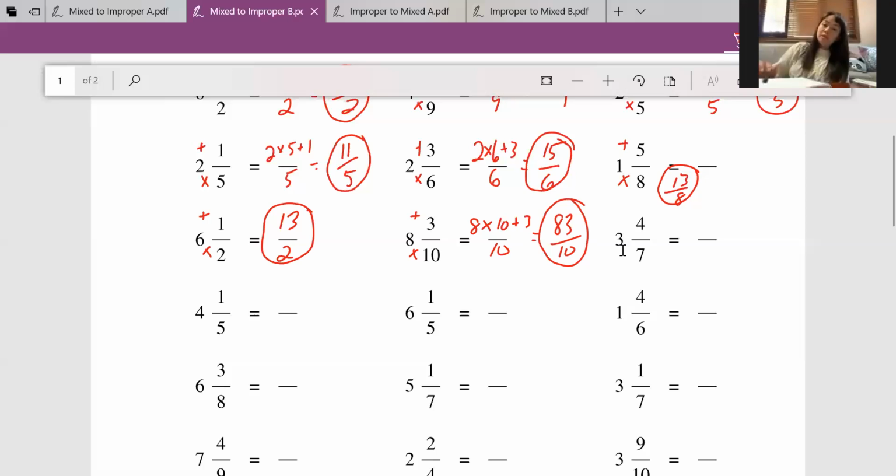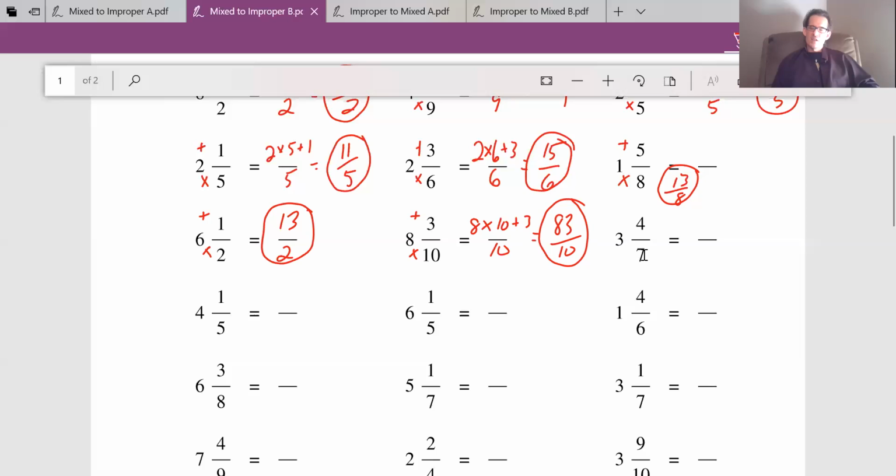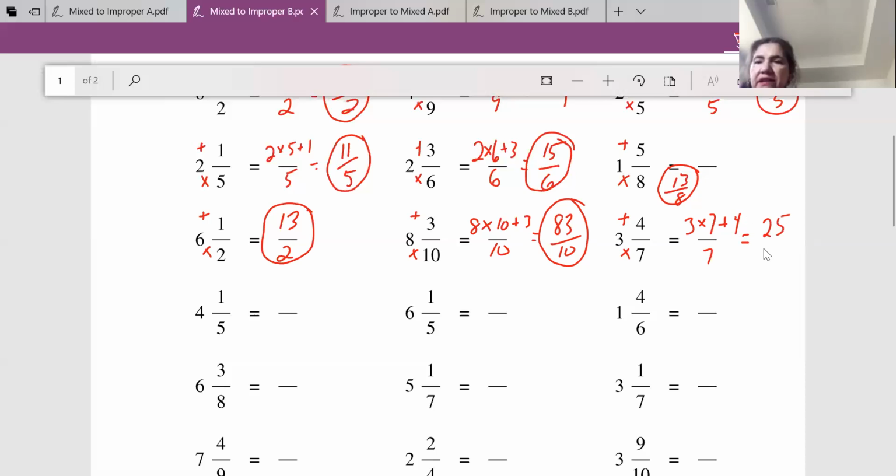Here's 3 and 4 over 7. Multiply your denominator times your whole number, and add your numerator. So that would look like 3 times 7 plus 4 over 7. So I know 3 times 7 is 21 plus 4. That's going to be 25 over 7.